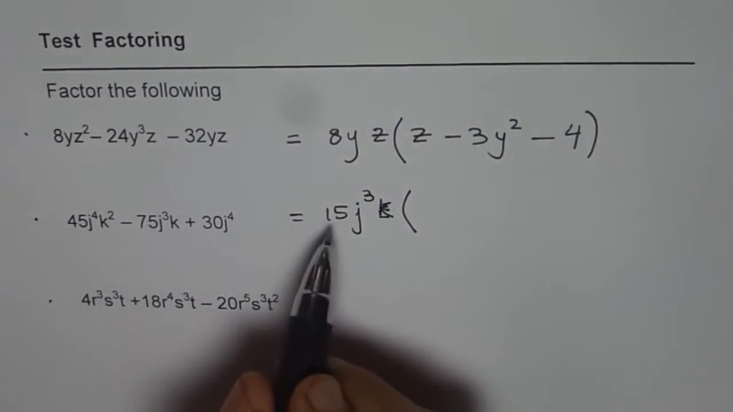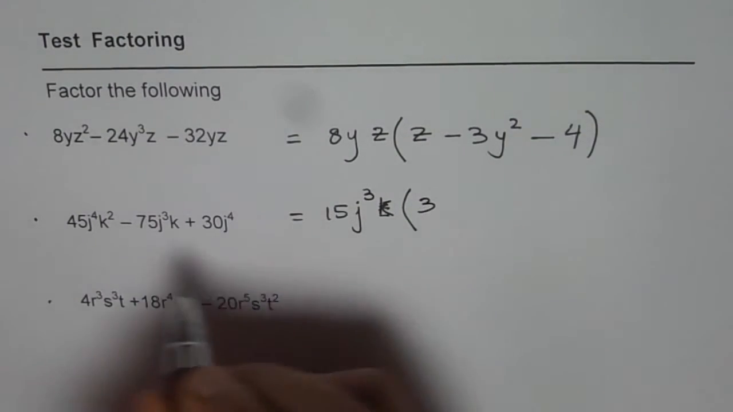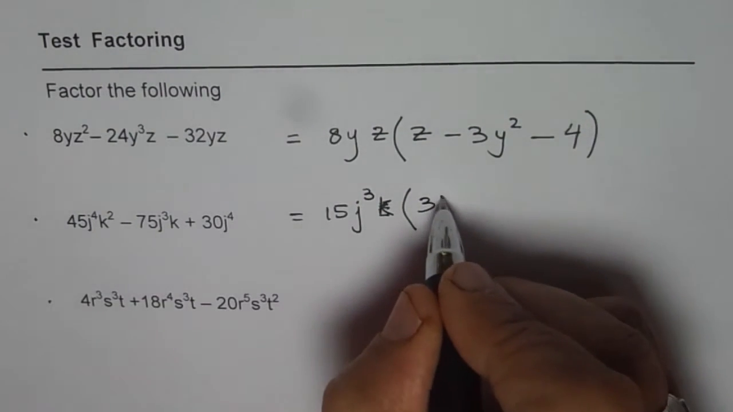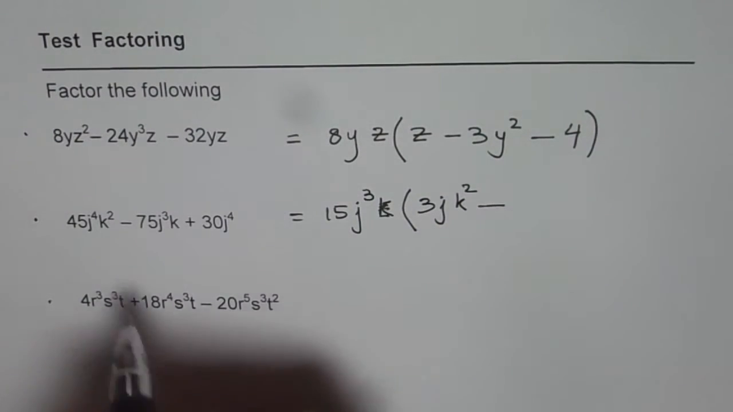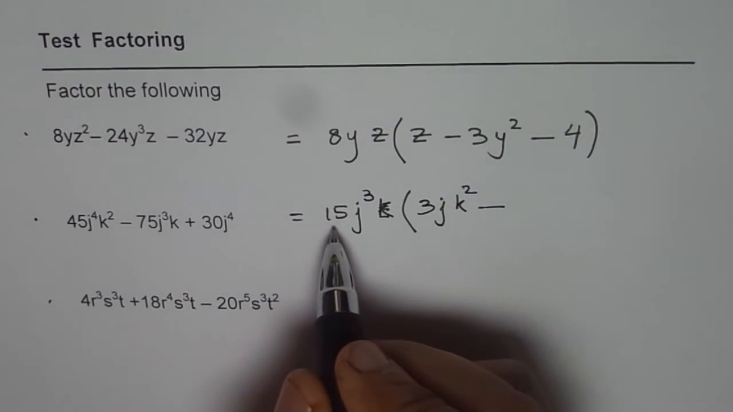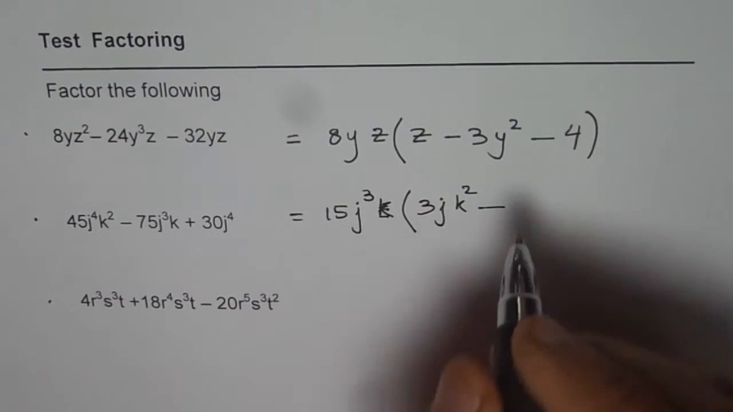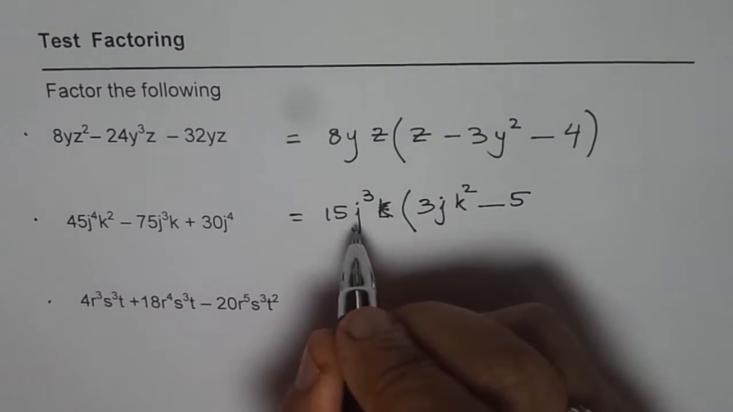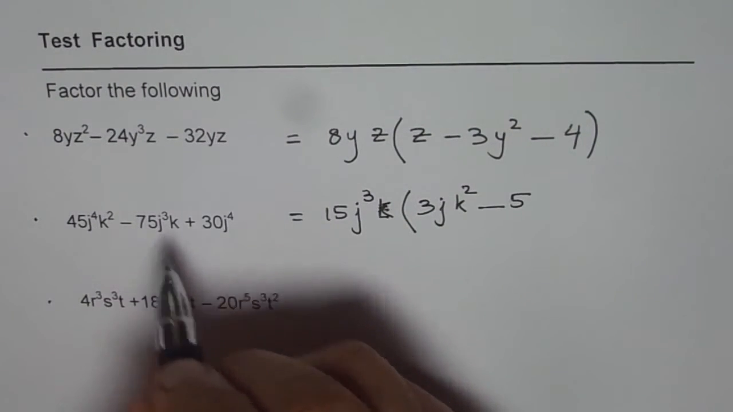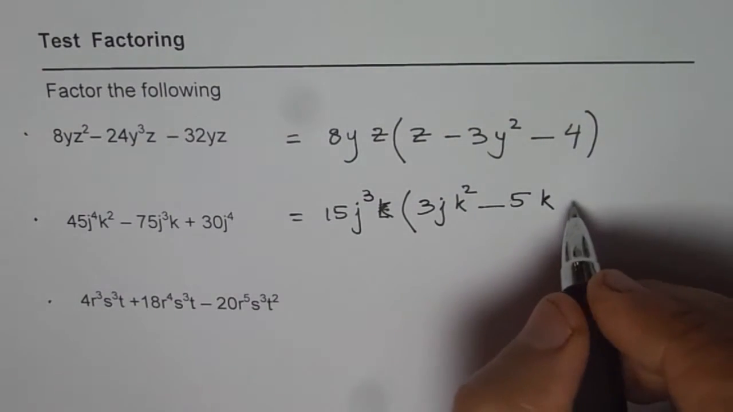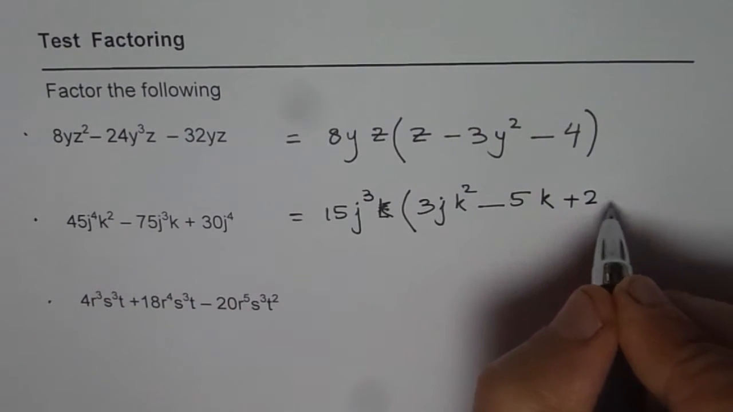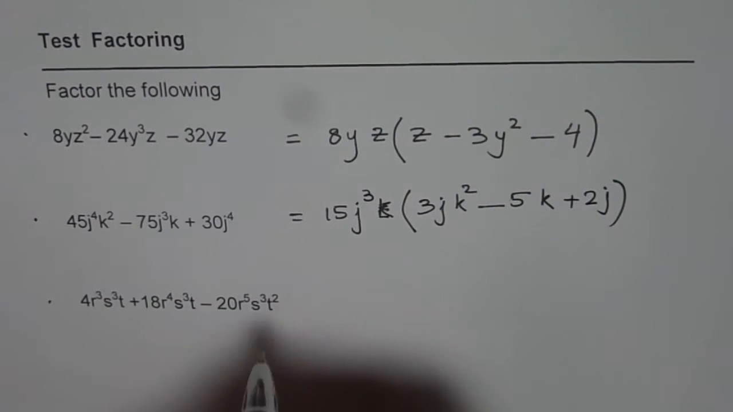So we have 45 divided by 15, which is 3, j, and k square, that is the first term. The next term is 75 divided by 15, which is 5. So minus 5 j cube k. And the last term is 30 divided by 15 is 2 with a positive sign, j, right?